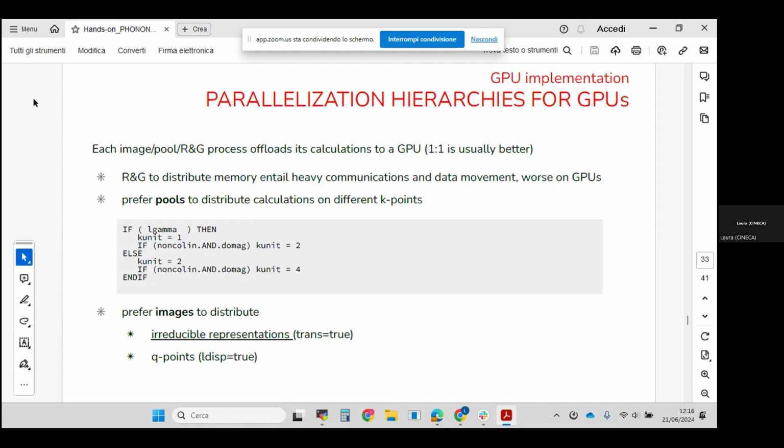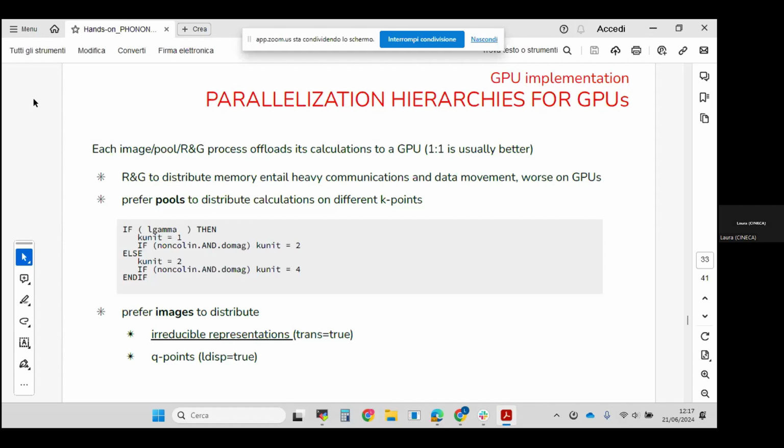If the calculation is not a gamma calculation, then the maximum number of pools is equal to the number of K points divided by 2, unless it is a non-collinear or magnetic system, where the maximum number of pools is equal to the number of K points divided by 4. Using pools is very efficient because it entails little communication, but you have to keep this limit in mind.